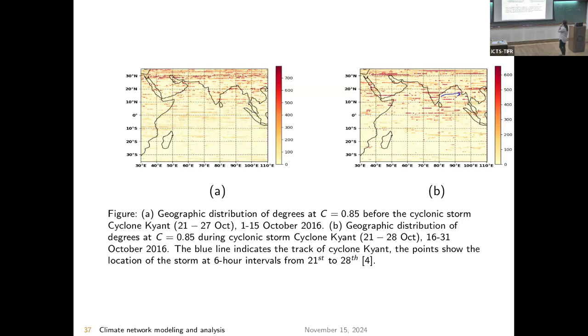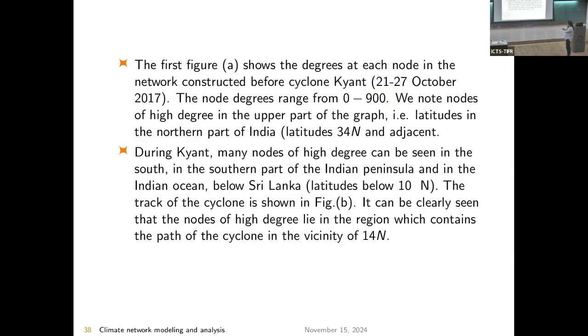And what are the values on that bar? The bar, yeah, the 700, these are quite high. And the higher degree nodes are observed during the cyclone in this region, where the cyclonic activity was taking place, and the bar is around 600, which is not that high. The nodes of high degree have shifted. And in fact, you can indicate the path.